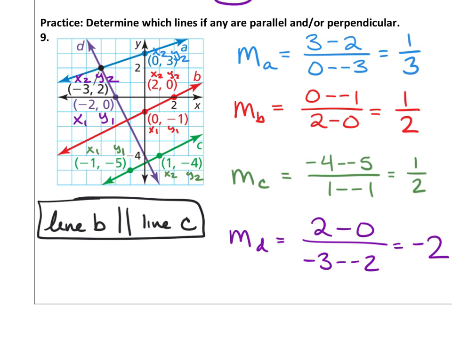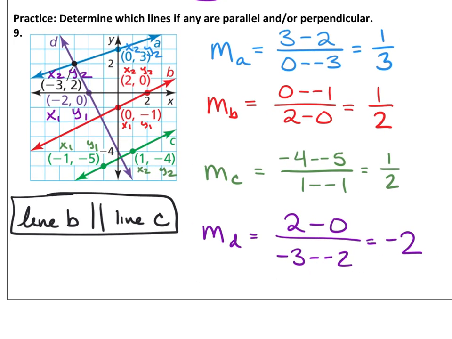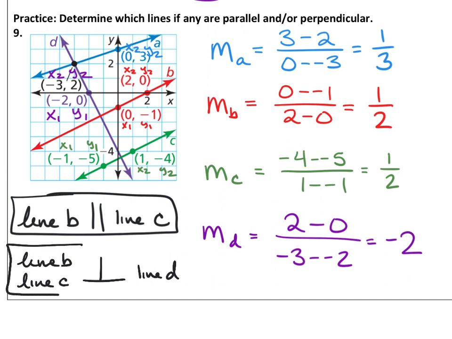Now, which ones are perpendicular? Which slopes are opposite reciprocals? D, B, and C. D and B and C. So the way we would say this one is we would say line B and line C are perpendicular to line, spelled that wrong, it's embarrassing, line D. So there are two different lines that are specifically perpendicular to D because we're comparing these slopes together.